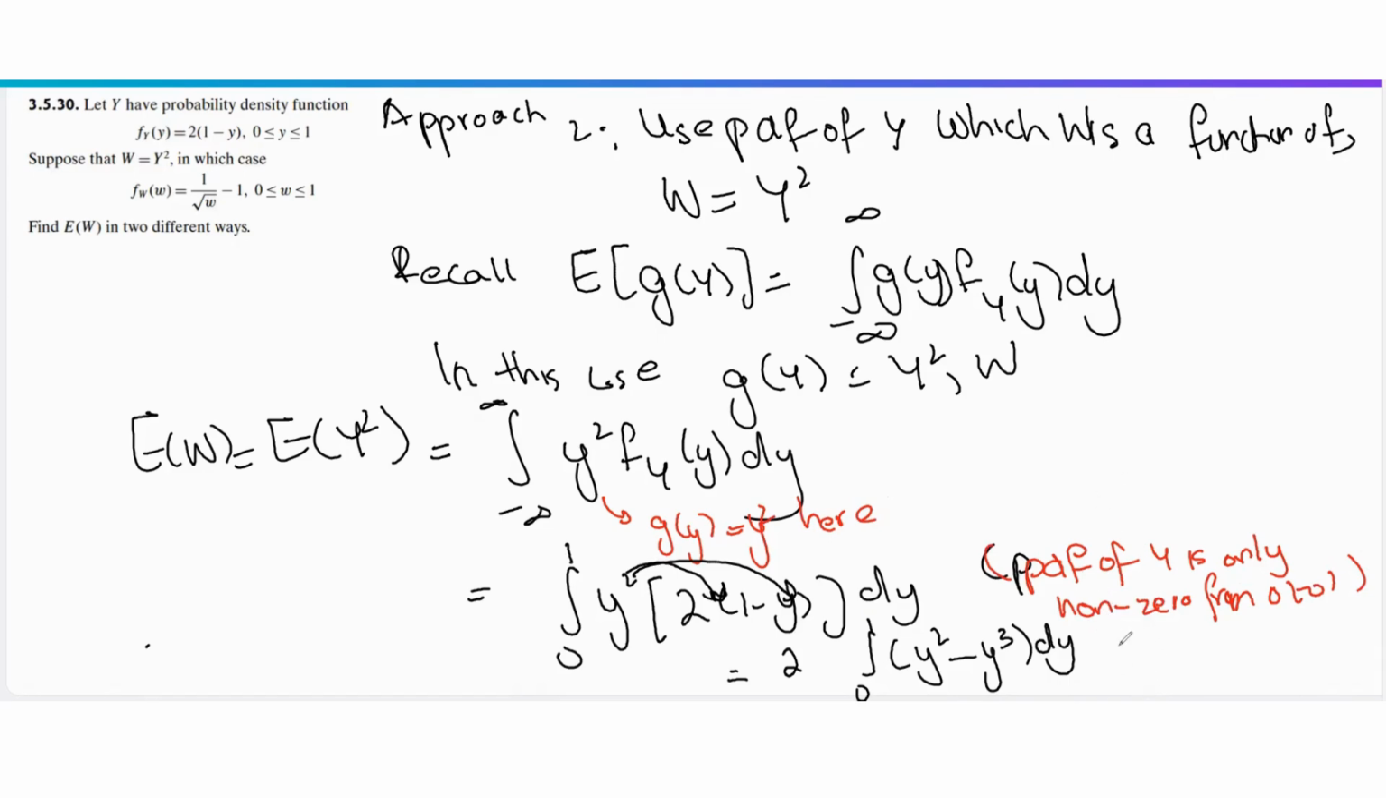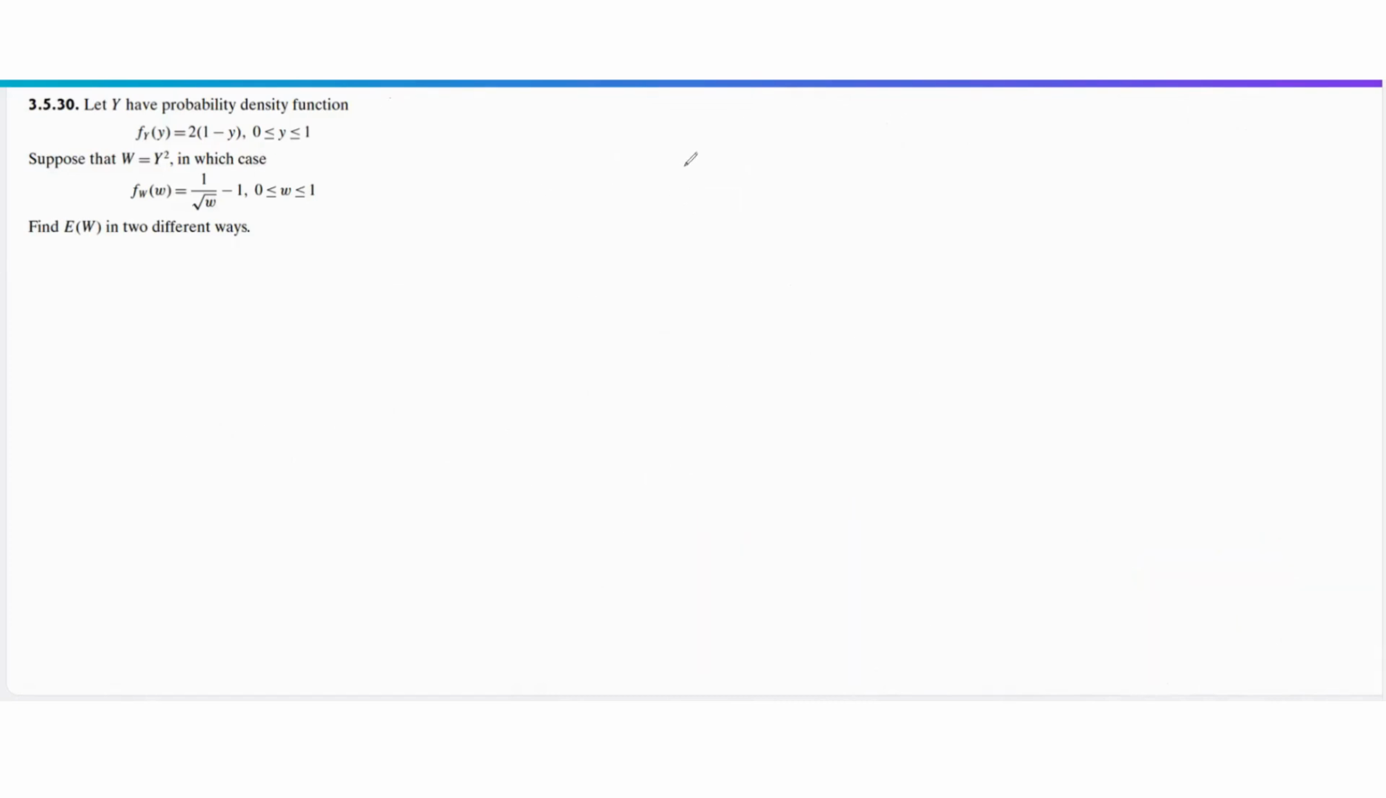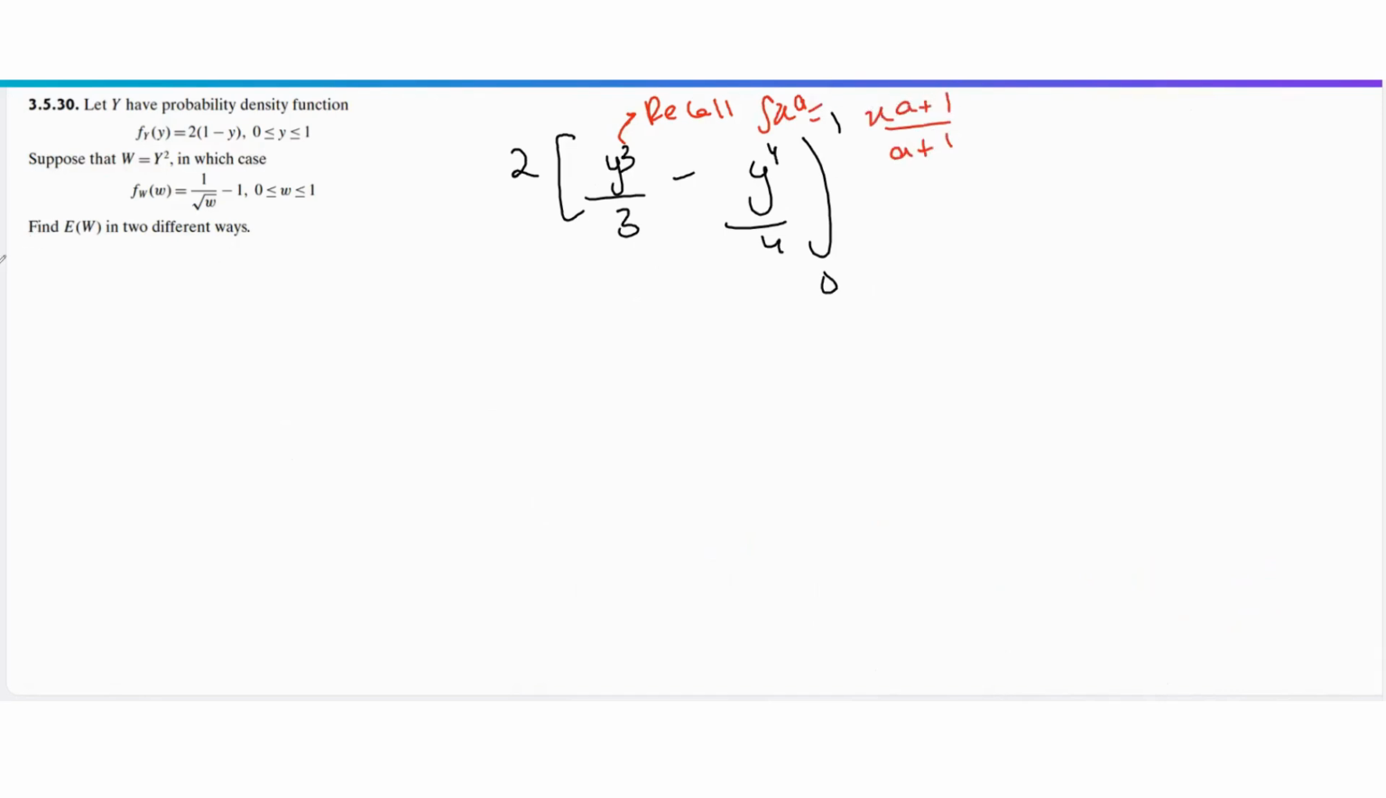When we do this integral, we'll do it similar to how we did the integral of w. So this would be y cubed by 3, so we have a 2 here, minus y to the 4 by 4, from 0 to 1. So we're writing our integral as 2 times y cubed by 3 minus y to the 4 by 4. Again, this works because you want to recall the integral of x to the power a is x to the a plus 1 by a plus 1. So we're just using this integral rule here. And I'll just plug in the limits. So this just becomes 2 times 1 by 3 minus 1 by 4, which is going to be 1 by 6.